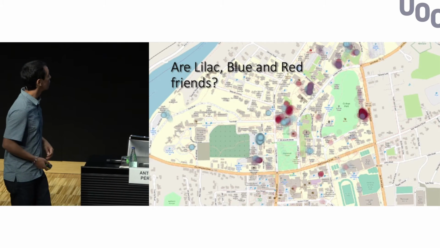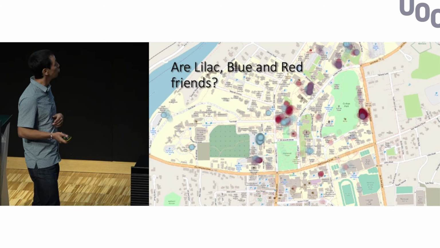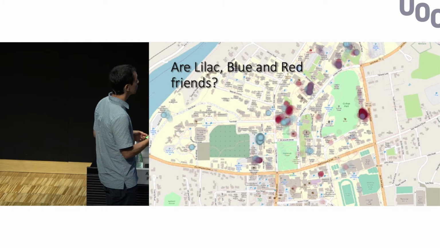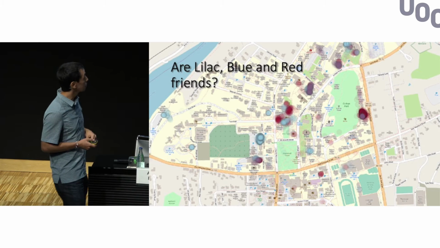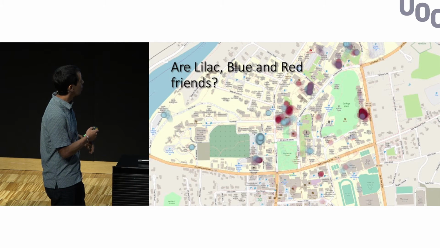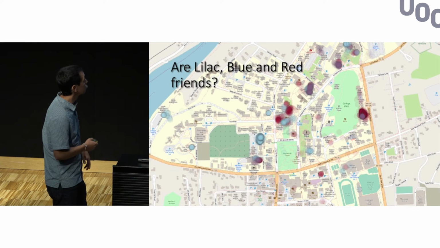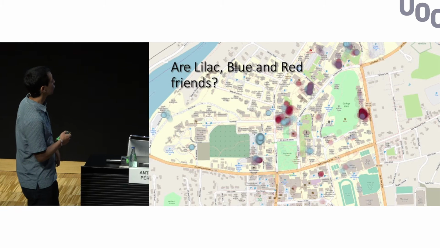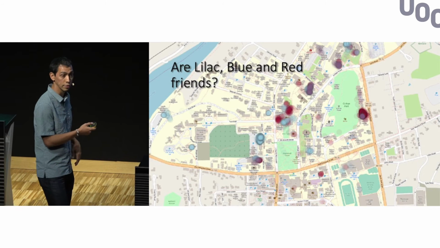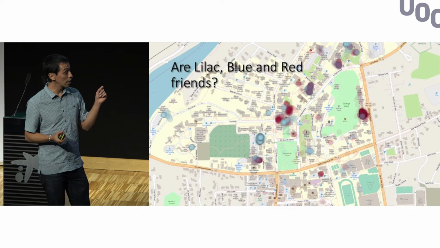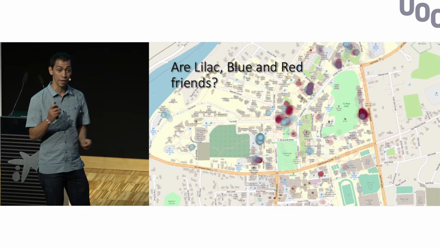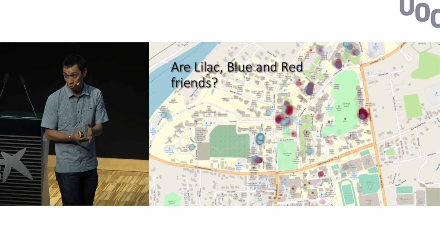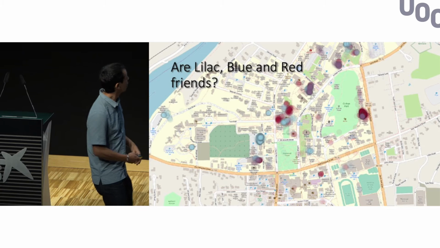Or another example: can we know if lilac, blue, and red are friends? Lilac and red live in the same building. Lilac and blue go to the same Sudikov lab. They also go to the medical sciences building, the library, and some other places. Moreover, if we know at what times they are in these places, then we might know when they meet, or if they don't meet.